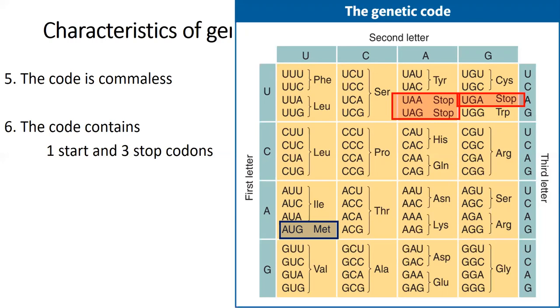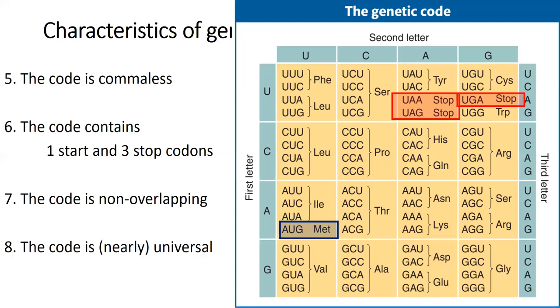Okay, so here is the start codon, and number 7, the code is non-overlapping, I mean, as we have discussed earlier, and the code is nearly universal with only minor exceptions. A single coding dictionary is used by almost all viruses, prokaryotes, archaea, and eukaryotes. I mean, the same code is used by different organisms.